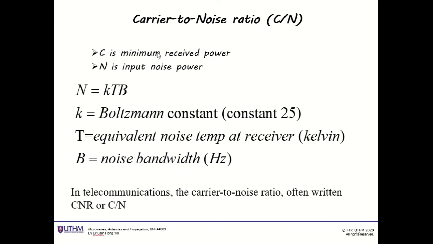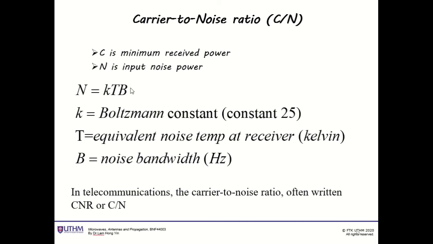So to know this, the equation is C over N. To get the N value here, we use N equal to KTB. So for C, usually we can use the PR equation, power received. However, for N, the noise power, we need to use this equation here, N equal to KTB.